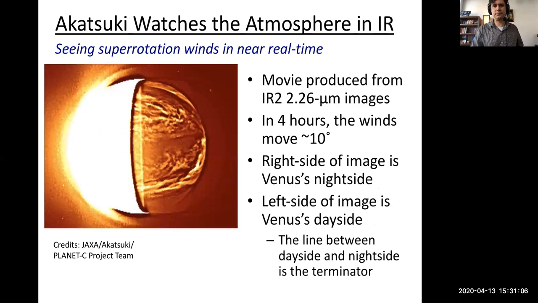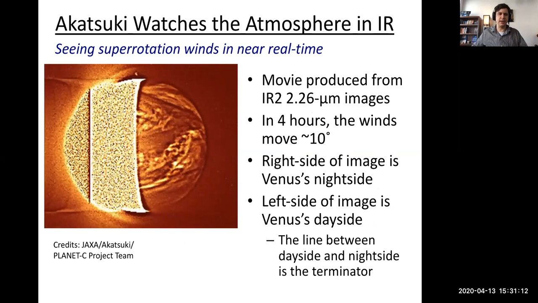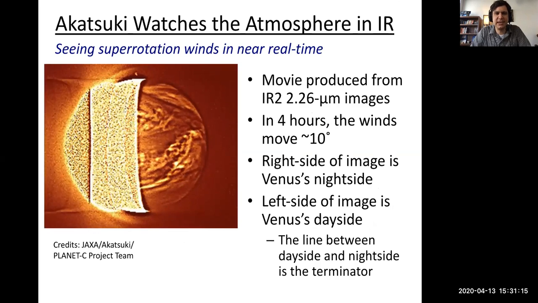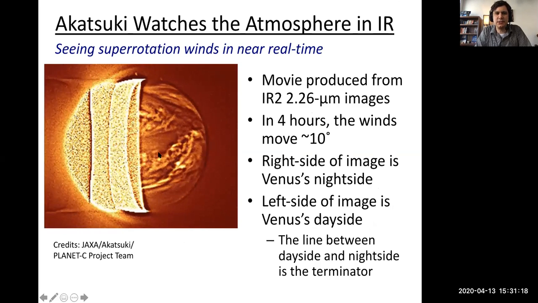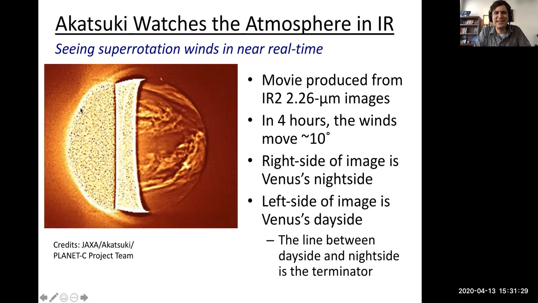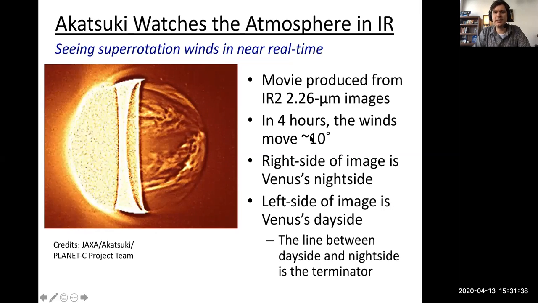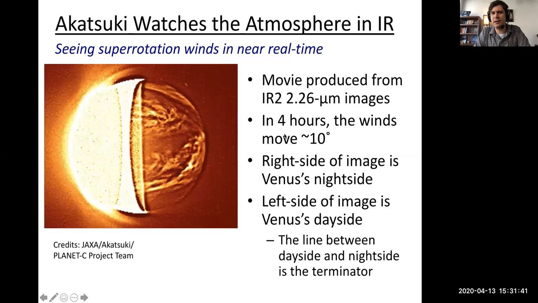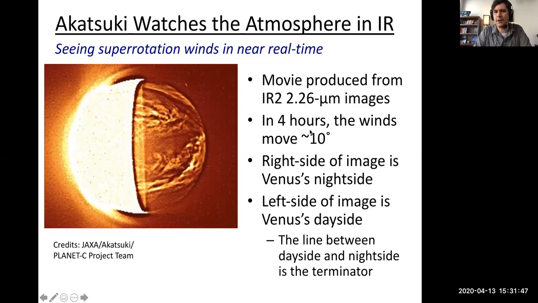And I just saw this absolutely amazing graphic from the Akatsuki team, the JAXA team, the Planet-C team, where you can actually see the super rotating winds right there. This is an infrared image. You can see them actually moving. This is a series of images over time. This is the night side of Venus, so you can actually use infrared to see structure in the clouds. This is the day side of Venus, where everything is just way too bright, so you can't really see anything. We're looking at 2.26 microns for the curious. And with this, you can see that the winds are moving at about 10 degrees every 4 hours, or about 2.5 degrees per hour.